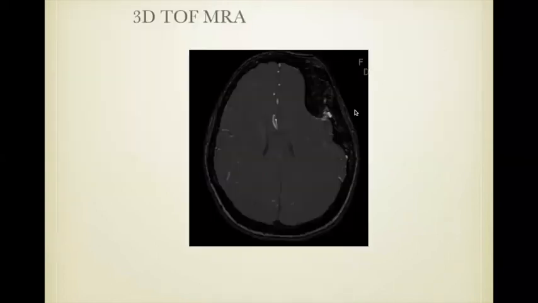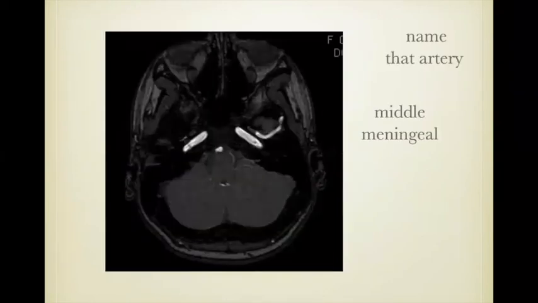This is 3D time-of-flight MRA, and you notice there are actually vigorous flow, areas of high velocity flow within the lesion. So what would have all these features, again, with a asymmetry here of the middle meningeal artery, which goes along with those vigorous flow voids within the mass.